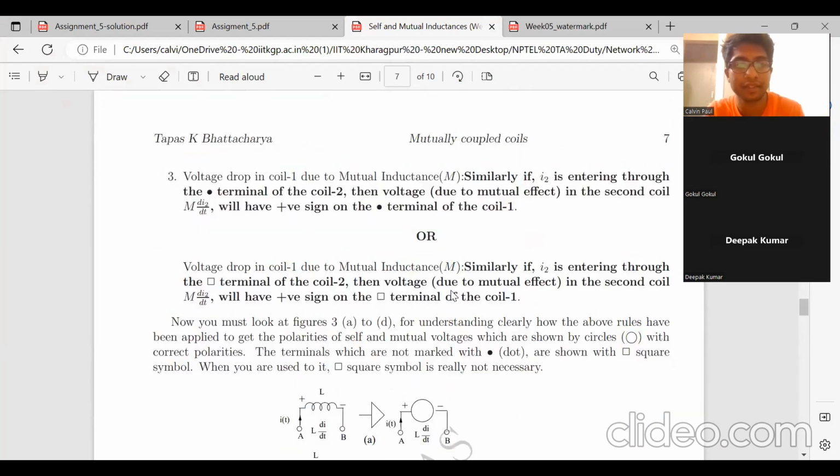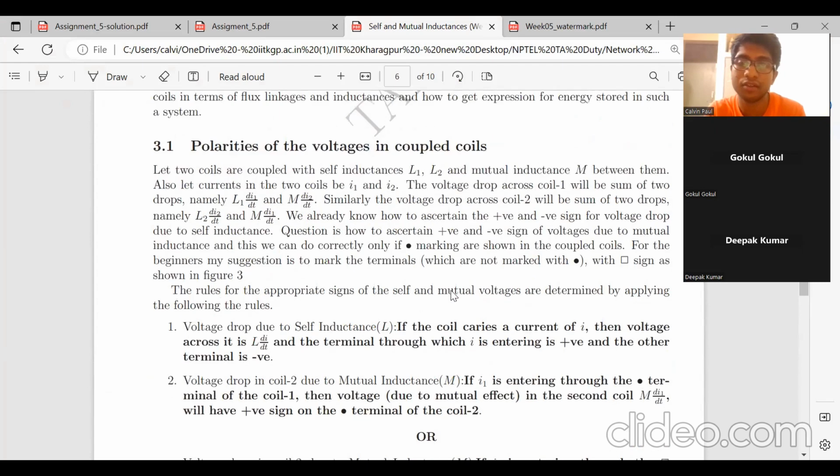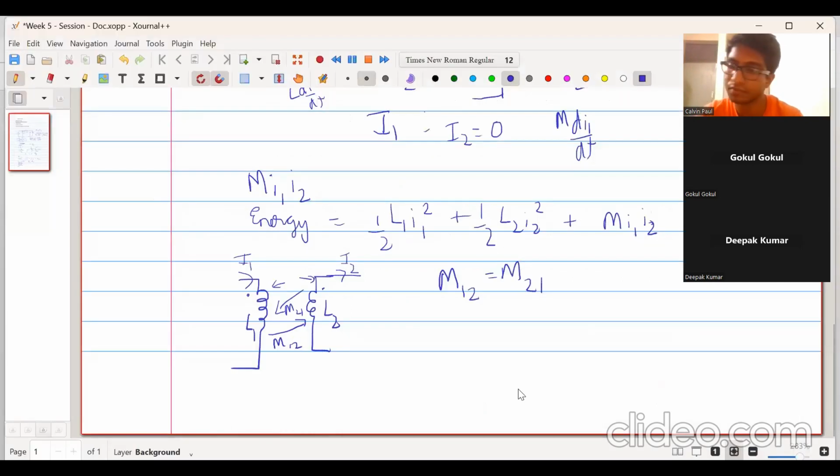Now we want to know the polarities of the voltages induced in the coupled coils. So first we studied that the polarity of the voltage should be the same at the dot terminal, when the coils are coupled to each other. So now the voltage which is induced in any particular coil.